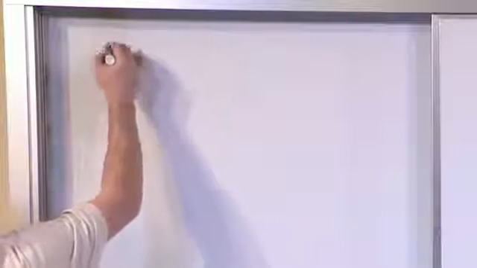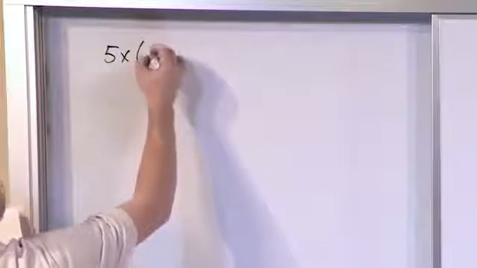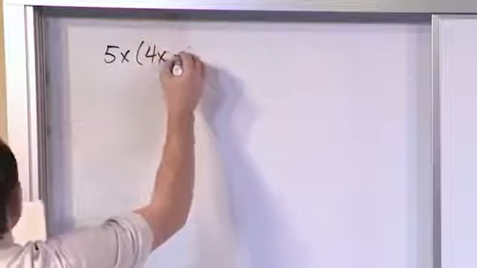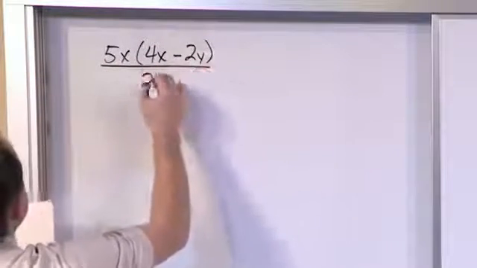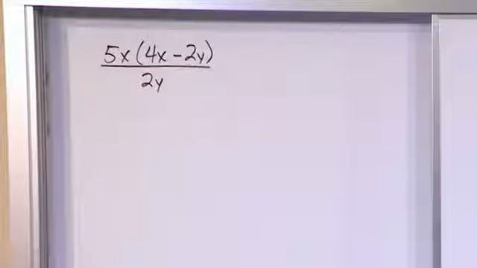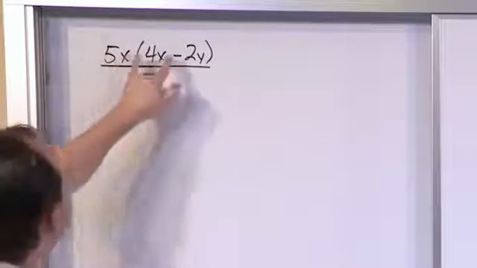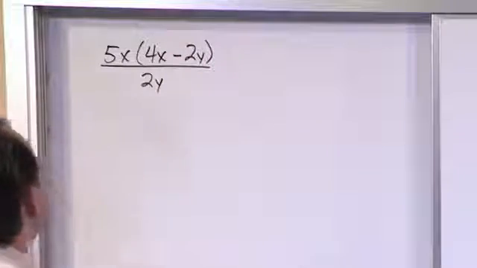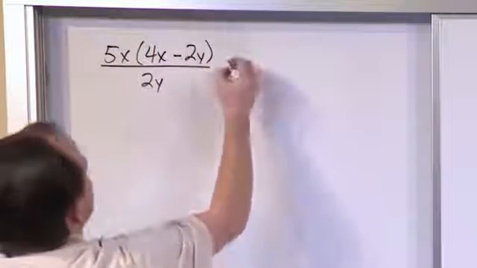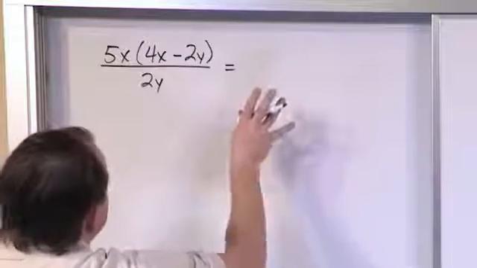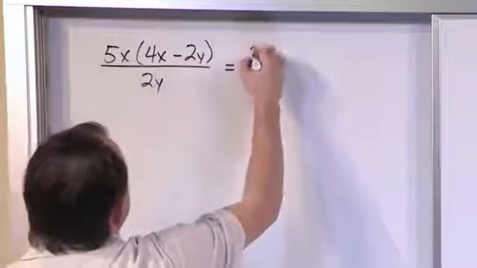All right, we're almost done. We're working our way through our last few problems. What if we had 5x times 4x minus 2y all divided by 2y? Now this looks a little different because we have this parentheses going on in the top, but don't forget the stuff we've learned before. The 5x needs to be distributed in to both of these guys before we can do anything else. So 5 times 4 is 20.